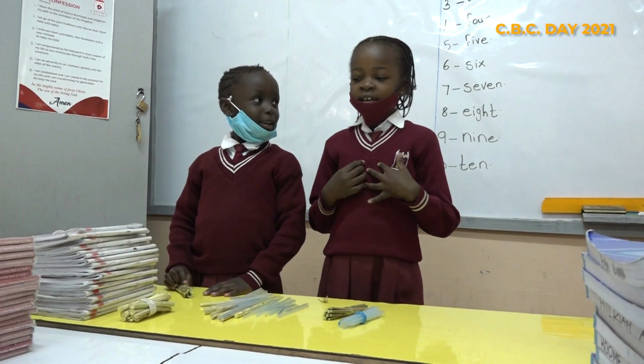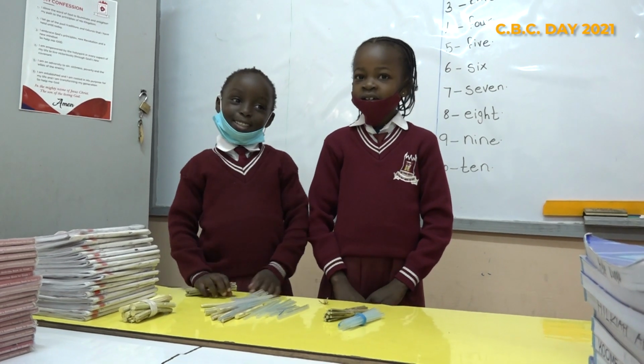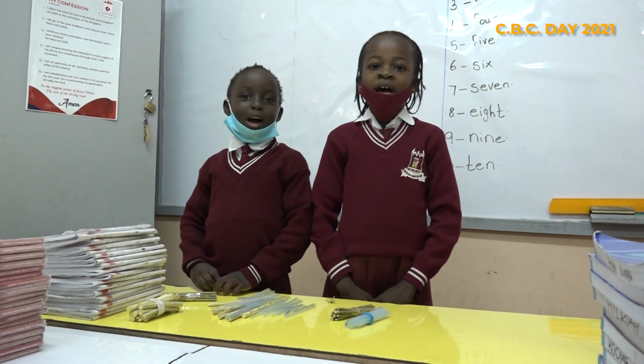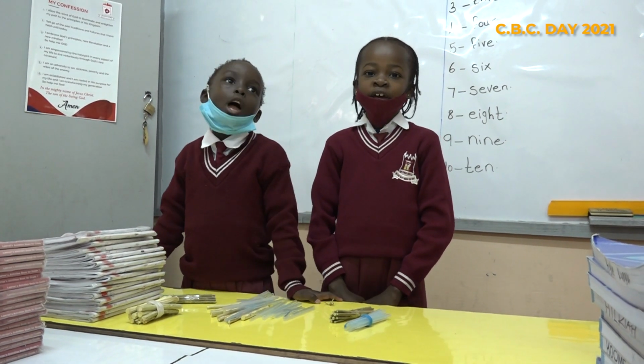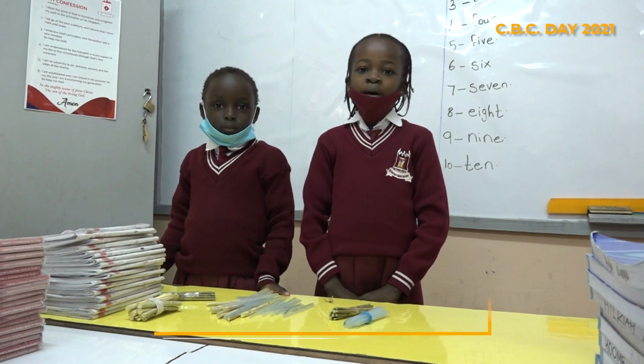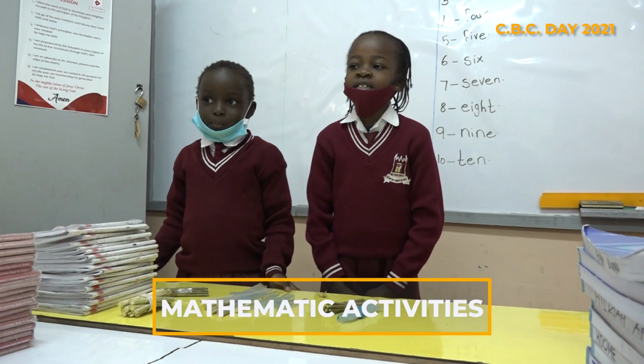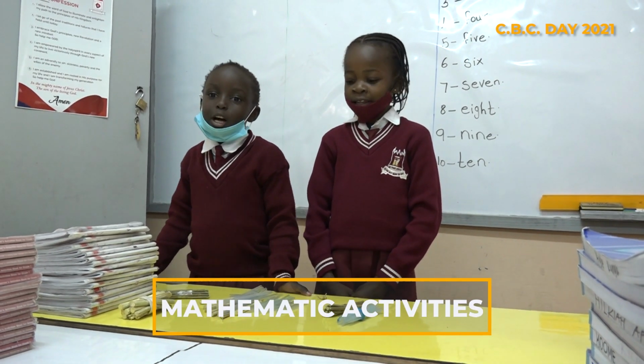My name is Abia Hannah. My name is Josina Chamuni. We are in grade 1 from the King School, Nairobi. We are going to learn about mathematics activities. We are going to learn about tens and ones.